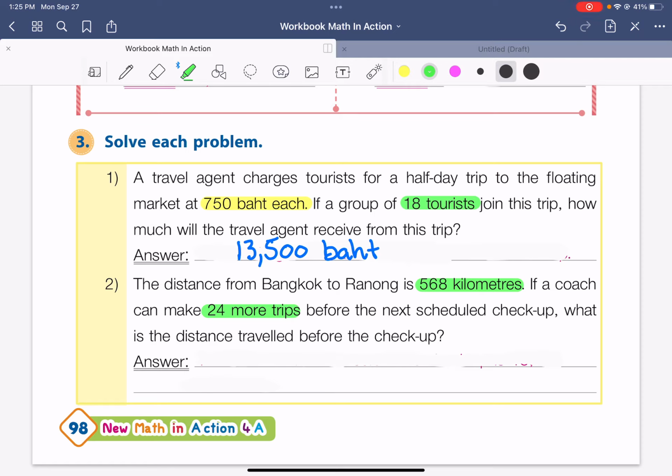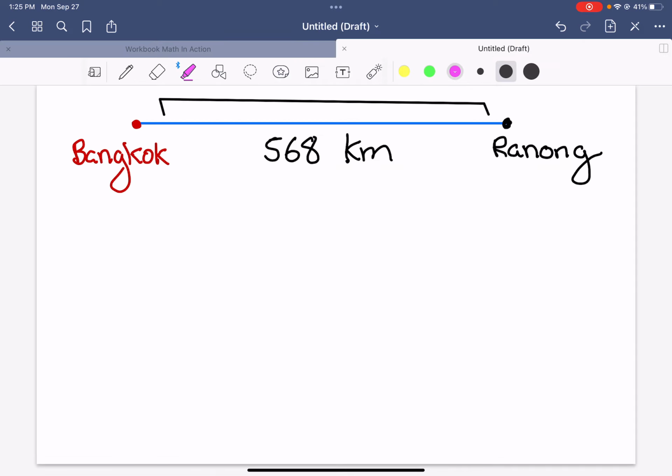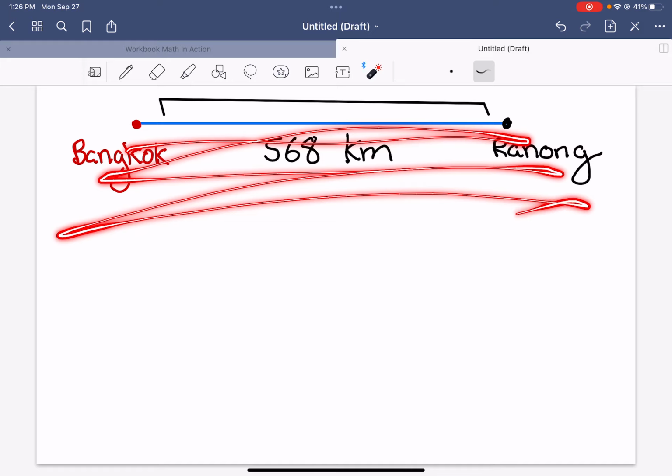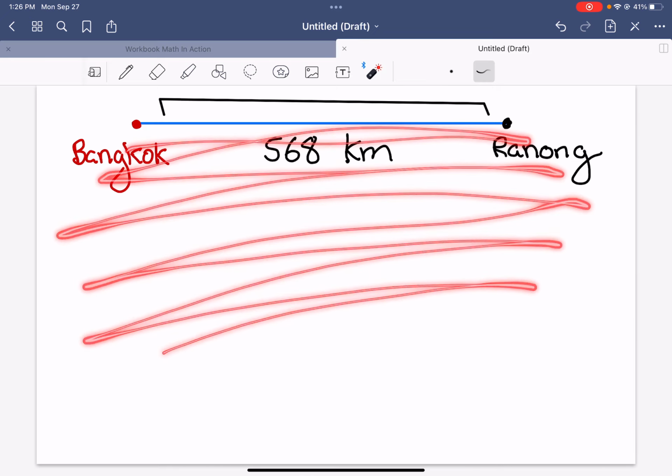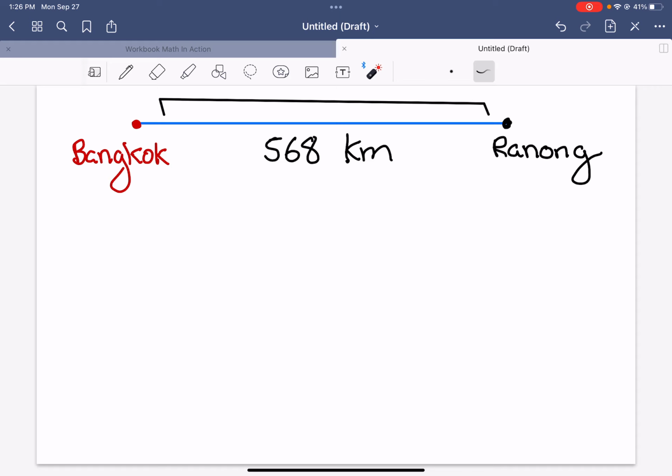What is the distance traveled before the next checkup, right? What is the distance, right? So how far can they travel? What is the distance traveled before the checkup? So, right, we can make 24 more trips, right? We're going to go 1, 2, 3, 4, 5, 6, 7, 8, 9, 10, right? We're going to go one way, right? 1, 2, 3, 4, 24 times, right?